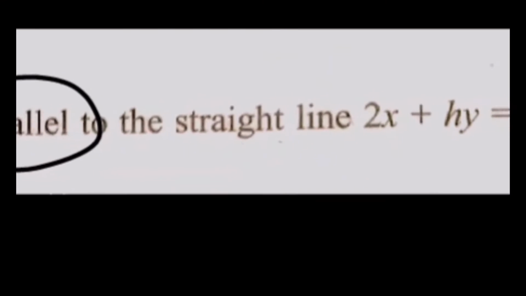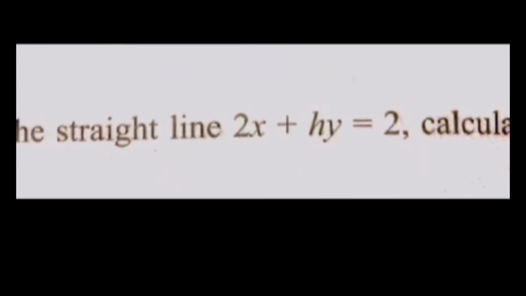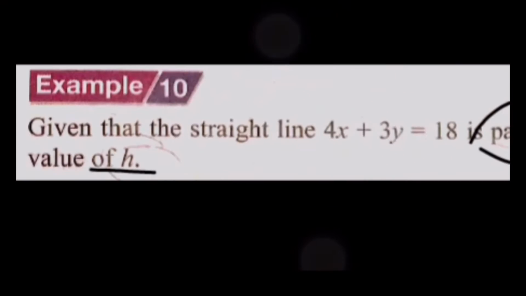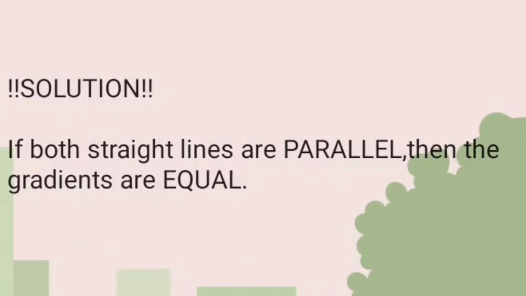Given that the straight line 4x plus 3y equals 18 is parallel to the straight line 2x plus hy equals 2, calculate the value of h. Okay, so we want to find the value of h. Solution: first, we need to remember that if both straight lines are parallel, then the gradients are equal.